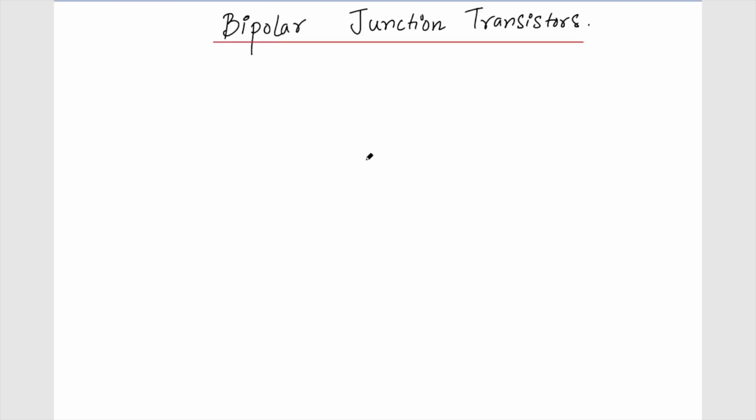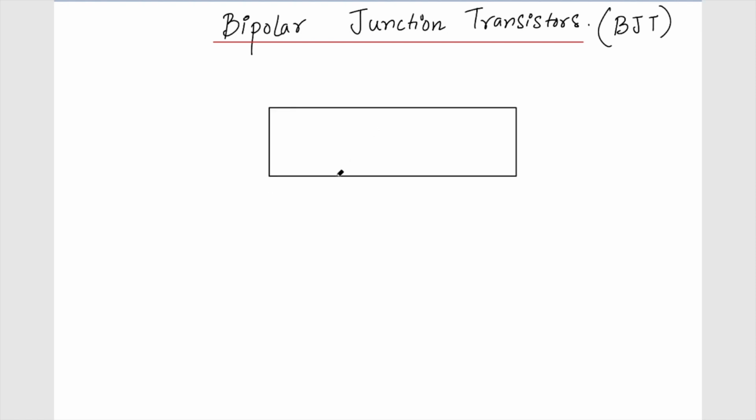Okay, in this lecture, we will try to understand the bipolar junction transistor. So let's try to understand what this bipolar junction transistor is. In a bipolar junction transistor, I have an N-type material, a P-type material, and another N-type material. So basically I have two PN junctions here.